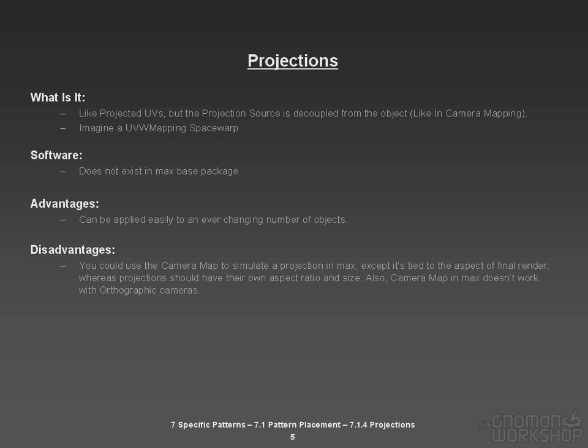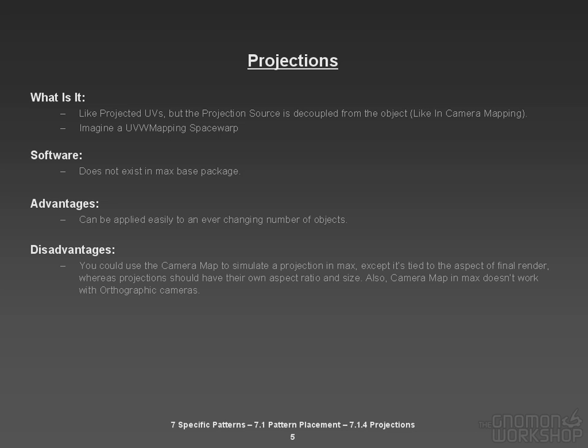So like projected UVs, projections are similar, but the projection source is decoupled from your object, like it is in camera mapping. So sort of imagine a UVW mapping space warp, where your mapping source exists in the world, and as you move or transform your objects, the projection source does not move along with it like it does with projected UVs. Instead, the projection remains static in your world.